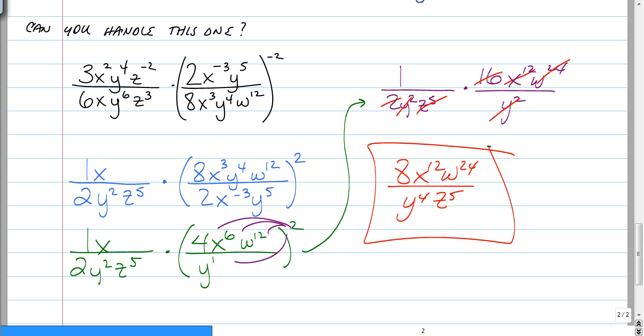Hopefully you got that one right. If you did, you're a beast already on day 1, and good for you. If not, a little bit of practice, and you'll have it no problem.